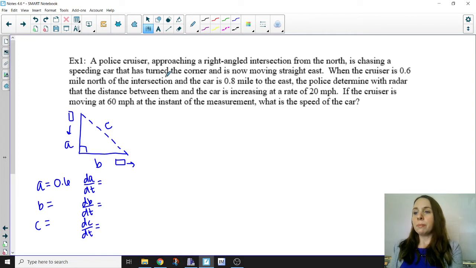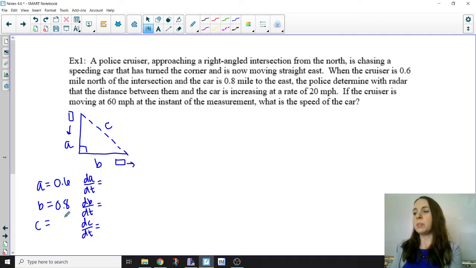The other car is 0.8 of a mile to the east. That's your B. It doesn't give you a C value. It doesn't say how far apart the police cruiser and the speeding car are along this diagonal. But we can figure that out, right? If we know two legs of the right triangle, then we can find the hypotenuse very easily with the Pythagorean theorem.